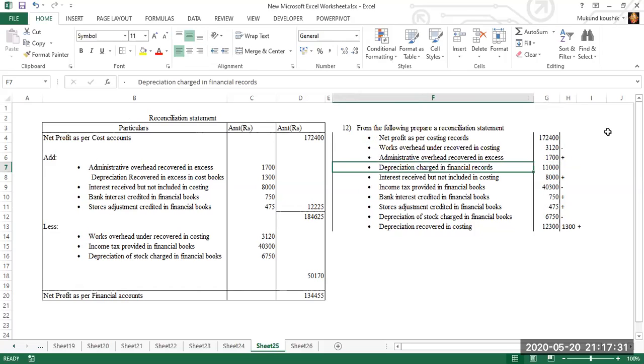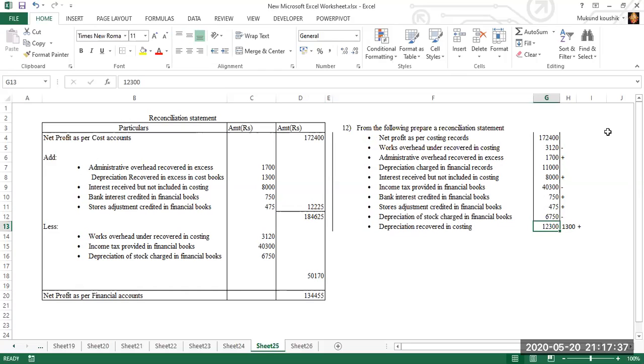Then depreciation charge in financial records is 11,000. But at the end, they have given depreciation recovered in costing is 12,300. So we have to compare 11,000 and 12,300. As per financial books, depreciation is 11,000. As per costing books, depreciation is 12,300. So the difference between the two is 1,300.